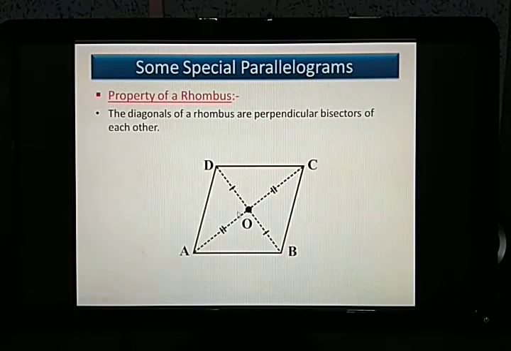And since both are equal, if we substitute one for the other, we get that angle AOD is equal to angle COD, and that will be equal to what? 90 degrees. This side also 90 degrees and that side also 90 degrees. Clear? So the property of the rhombus is satisfied. They are perpendicular bisectors.